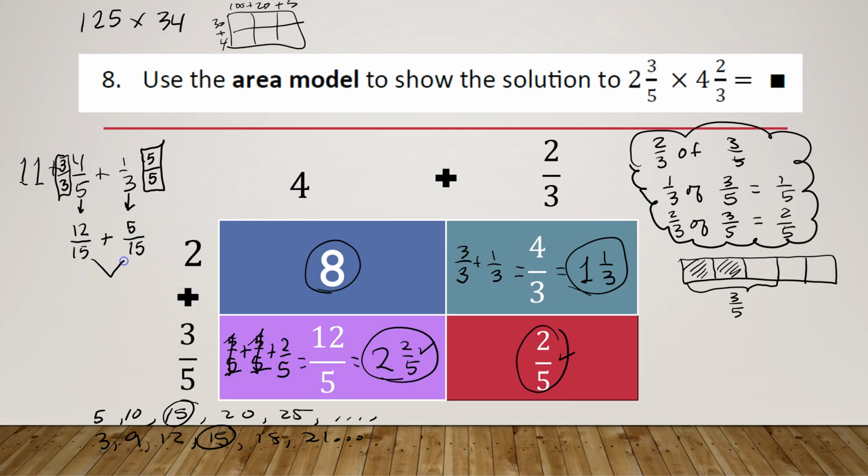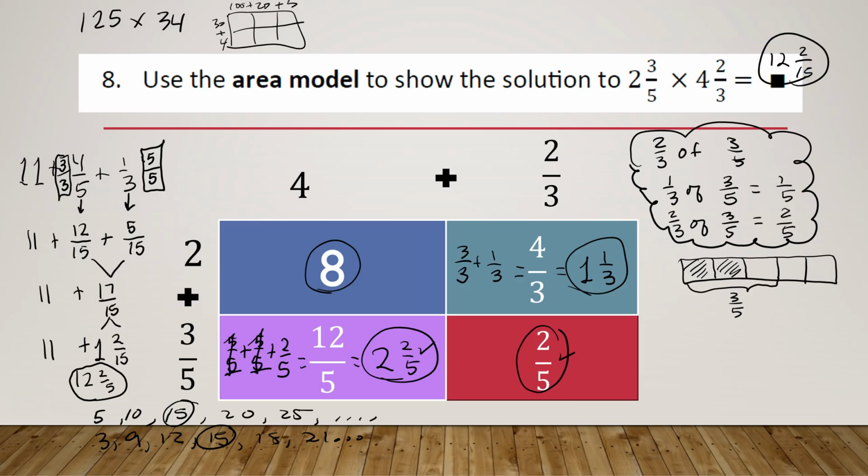So altogether, we have 17/15 plus the 11, right? And 17/15 is 1 and 2/15. So altogether, we have 12 and 2/15. And that is our answer to this problem, 12 and 2/15.